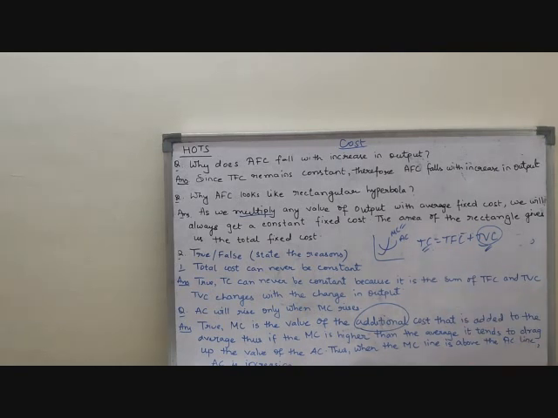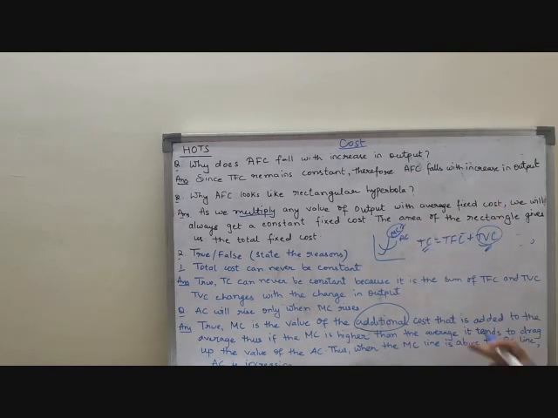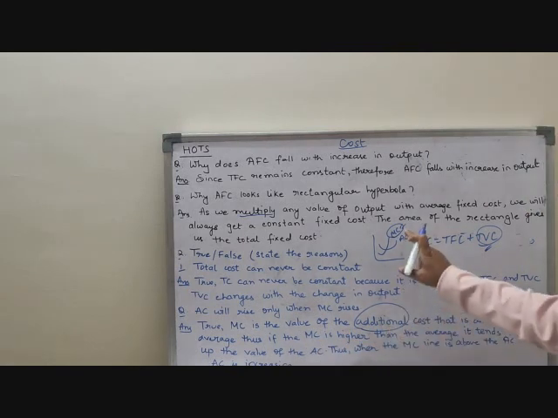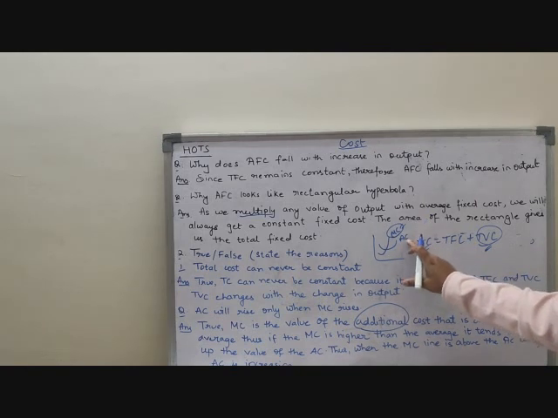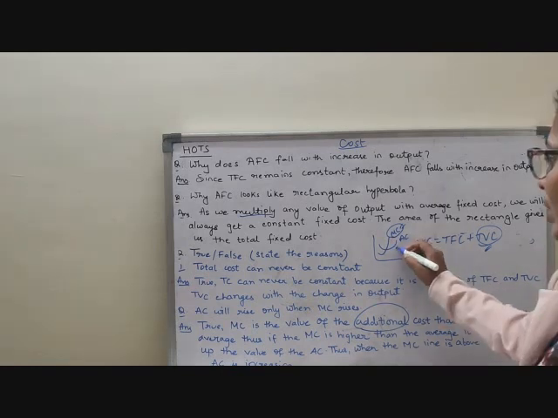Clear, children? So again I am repeating, marginal cost is the additional cost that is added to the average. So if the marginal cost is higher than the average, marginal cost tends to drag up the value of the average cost. Clear? So when the marginal cost line is above the average cost line, average cost will increase.